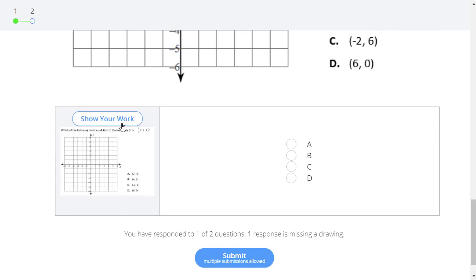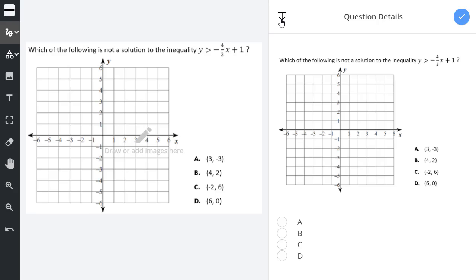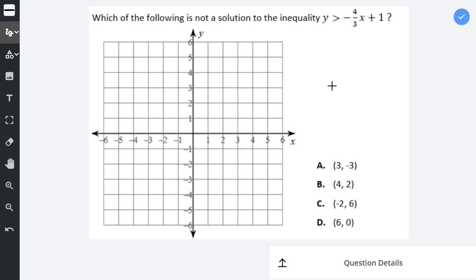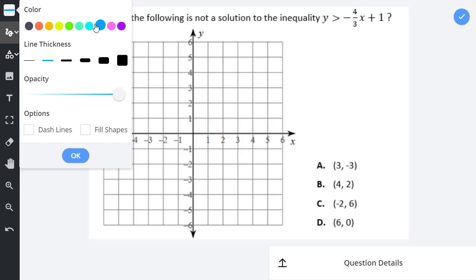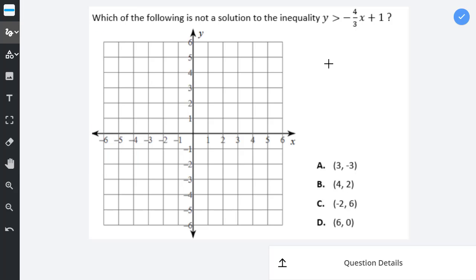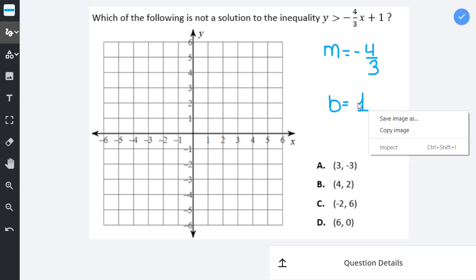On the next problem, click show your work. Go ahead and press the down arrow so that we have space here. On this particular problem, we see that the y is alone. So let's go ahead and identify our slope and y-intercept. Let me just change the color here. And the slope on this inequality would be m equals negative 4/3, and my b equals positive 1.